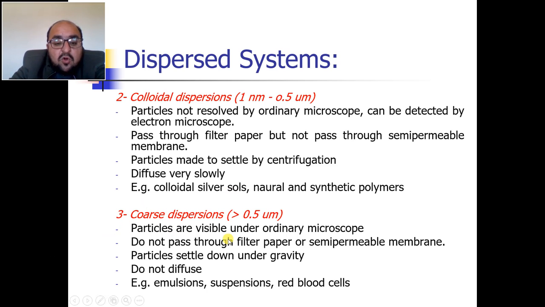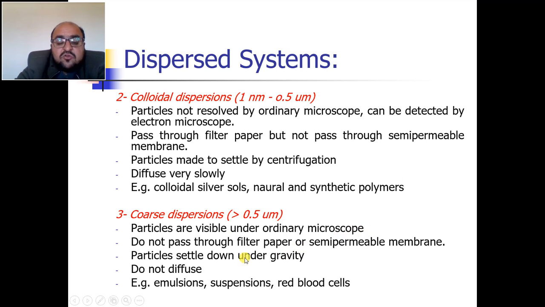The third one is coarse dispersion. In coarse dispersion, the particles are visible under the ordinary microscope, and the particle size is greater than 0.5 micrometer. So we can differentiate between molecular dispersion, colloidal dispersion, and coarse dispersion on the basis of particle size. In coarse dispersion the particle size is greater than 0.5 micrometer, that's why it can be visible under the ordinary microscope.